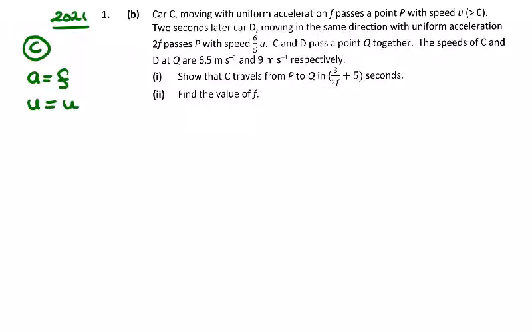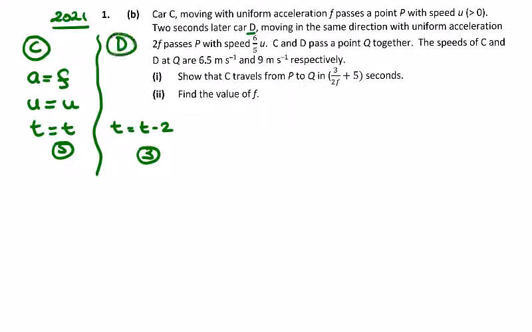2 seconds later, so let's call this one time, equals T. So 2 seconds later, this guy will be going for T minus 2. So imagine this guy was in motion for 5 seconds, this guy would be in motion for 3. And the second guy is called car D. So what do we have for car D?